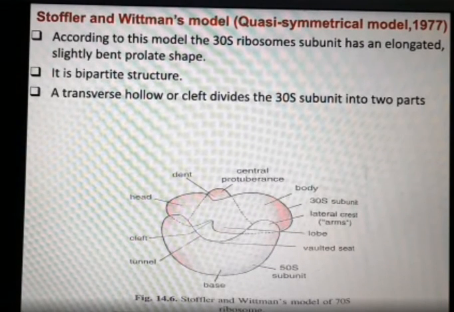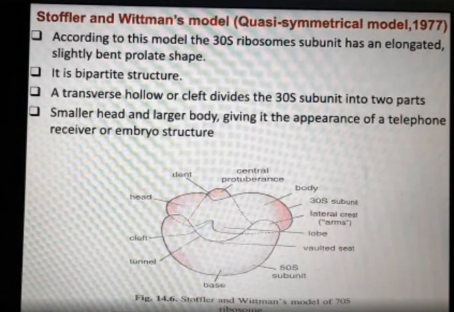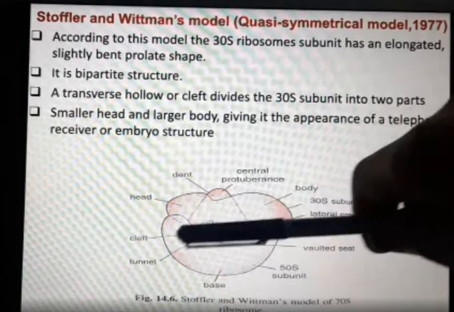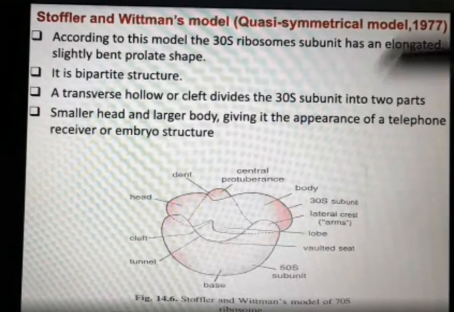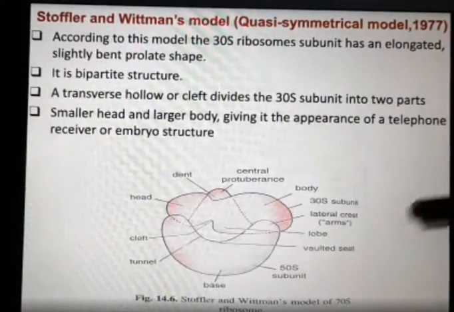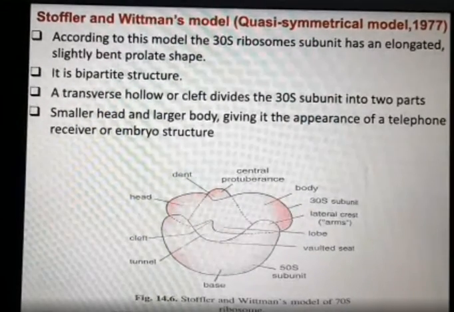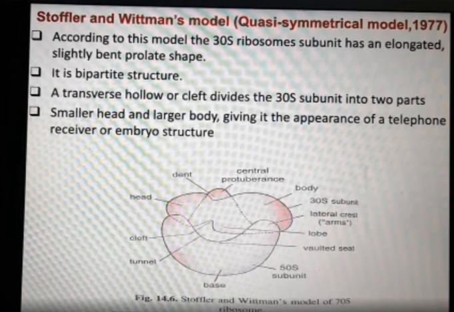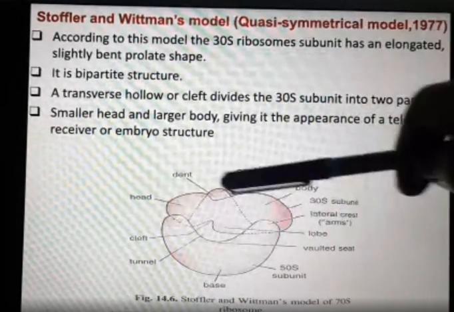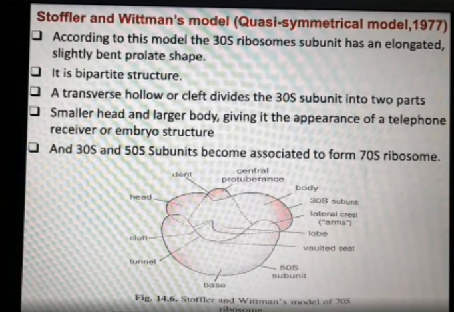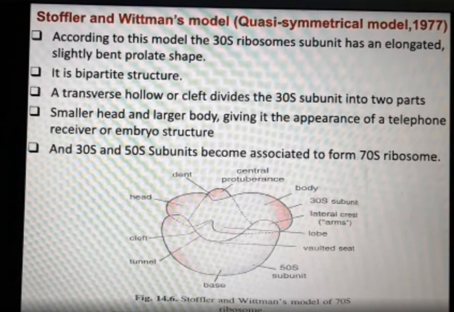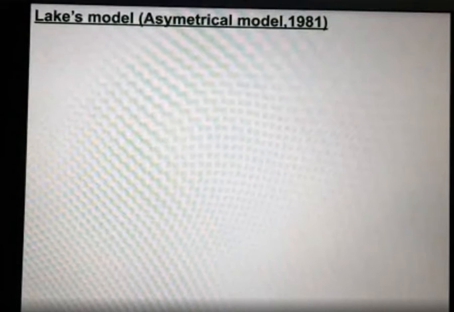The transverse hollow or cleft divides the 30S subunit into two parts: a smaller head and a larger body. The head is the smaller part, and the larger one is the body. This unit is the 30S, and the base unit is the 50S. It is further divided into two parts: the head and then the central body. Then the 30S and 50S subunits become associated, and they form the 70S ribosome.